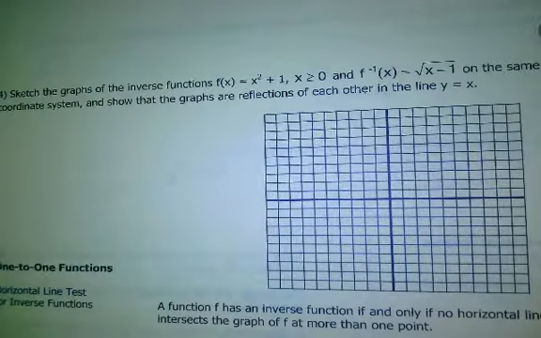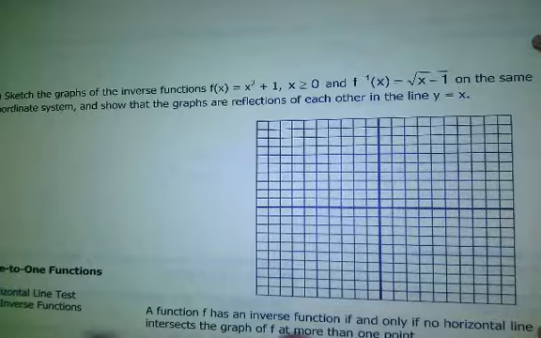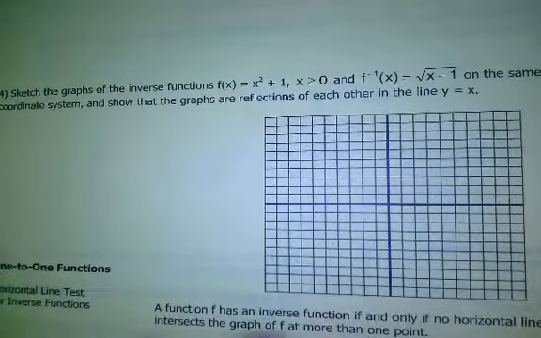Sketch the graphs of the inverse function. So we get the f and then the f inverse on the coordinate system, and then show how the graphs are reflections of each other. So first off, look at the original function. It's restricted. It has to be restricted to be an inverse to the square root. Why does it have to be restricted? Because the square root is kind of limited. It only is half a parabola, so you have to restrict the parabola for it to be an inverse. If you don't restrict the parabola, then it's not an inverse.